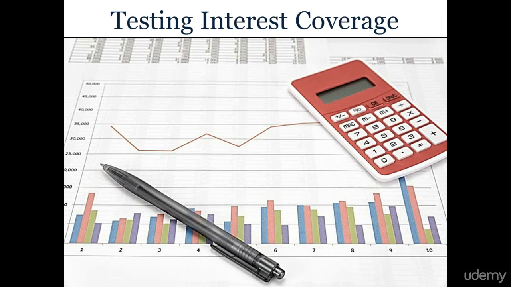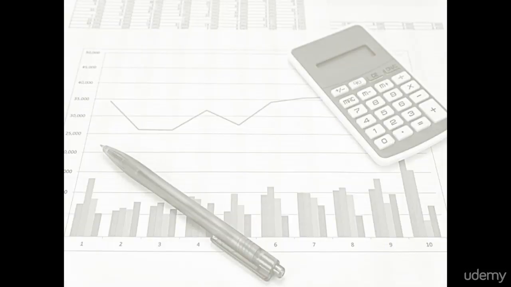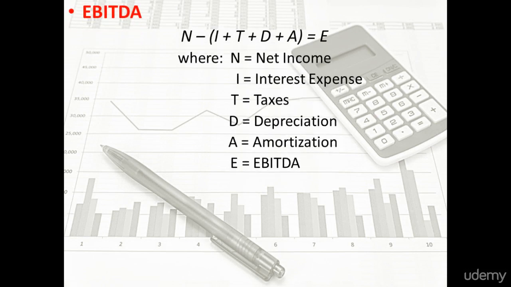The calculation begins with EBITDA, an acronym meaning earnings before interest, taxes, depreciation, and amortization. Put another way, EBITDA is the cash basis operating income. It excludes non-cash expenses, depreciation and amortization, and is the value you find before deducting interest expense and taxes. Here is the formula: net income minus the sum of interest expense, taxes, depreciation, and amortization.